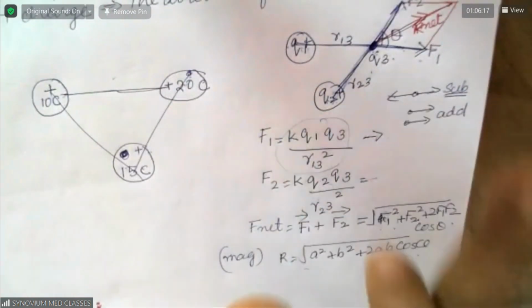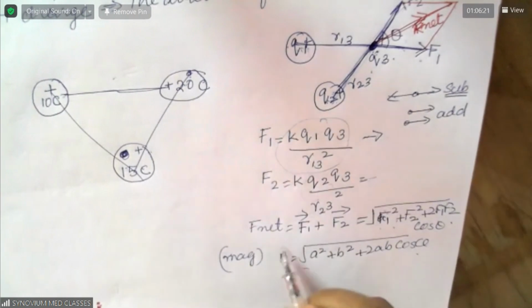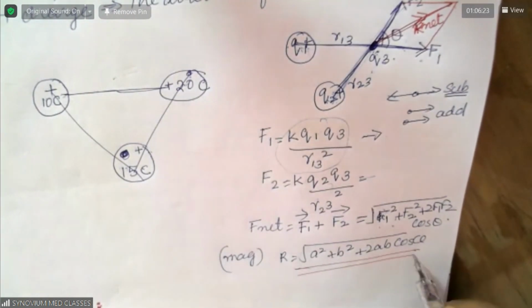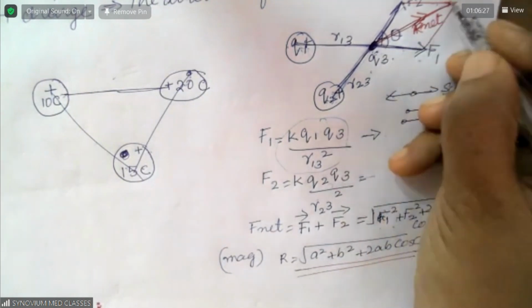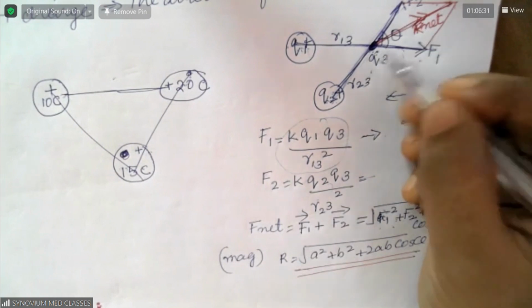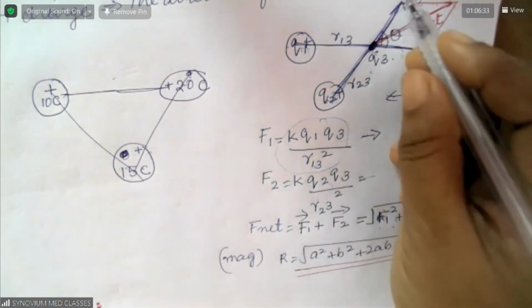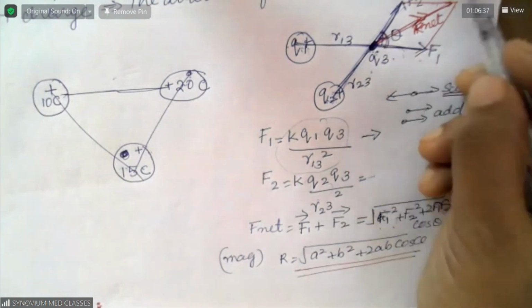Don't simply add or subtract. Use vector addition. Magnitude we found by this formula. Direction you find by vector addition. It is easy to use the parallelogram law in this case because you get these two forces and the angle between them also, so you can find that.